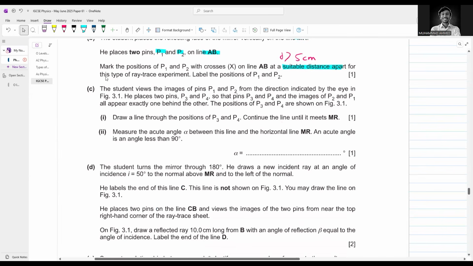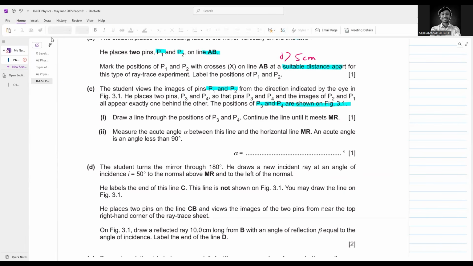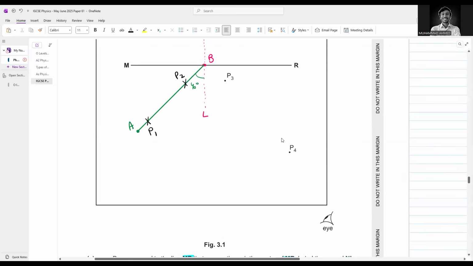Okay. The student views the images of the pin 1 and 2 from the direction indicated by the eye in figure 3.1. He places two pins P3 and P4 so that P3 and P4 and the images of P2 and P1 all appear exactly one behind the other. Okay, the positions of P3 and P4 are shown. अच्छा जी position of P3 और P4 यहाँ पे shown है. ठीक है. ओके.